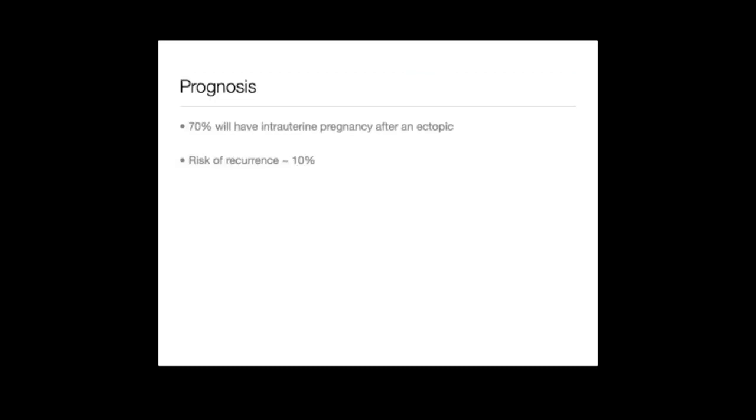The prognosis following a single ectopic pregnancy is actually quite good, and 70% of women will go on to have an intrauterine pregnancy. However, there is a 10% risk of recurrence, and it is important to be aware of this.